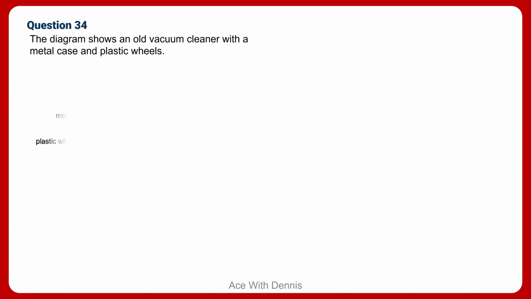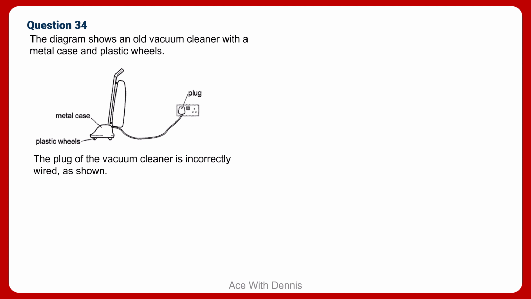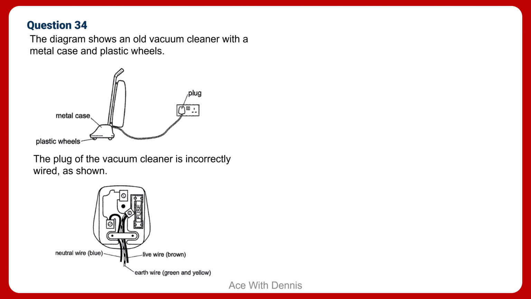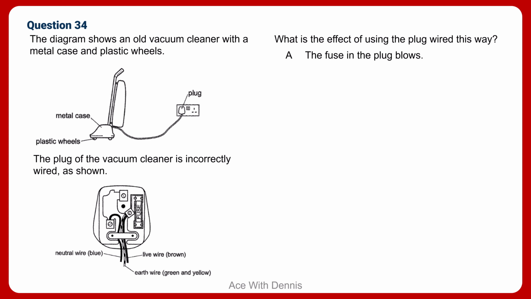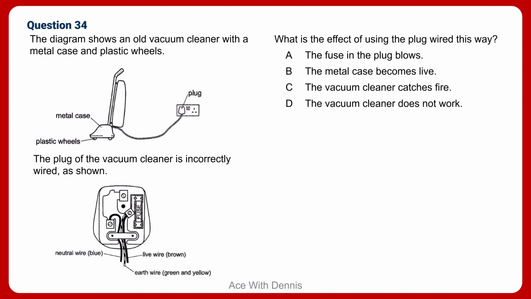Question 34. The diagram shows an old vacuum cleaner with a metal case and plastic wheels. The plug of the vacuum cleaner is incorrectly wired as shown. What is the effect of using the plug wired this way? A. The fuse in the plug blows. B. The metal case becomes live. C. The vacuum cleaner catches fire. Or D. The vacuum cleaner does not work.